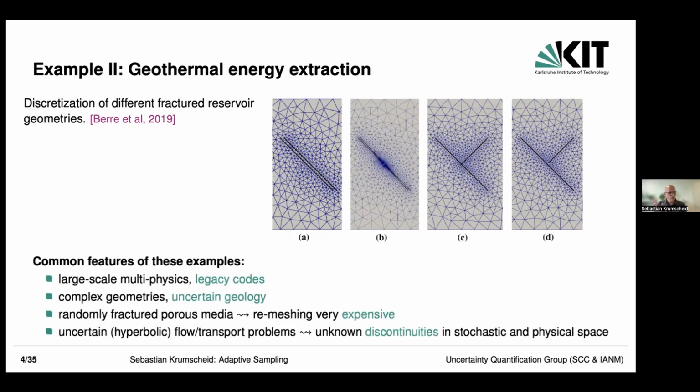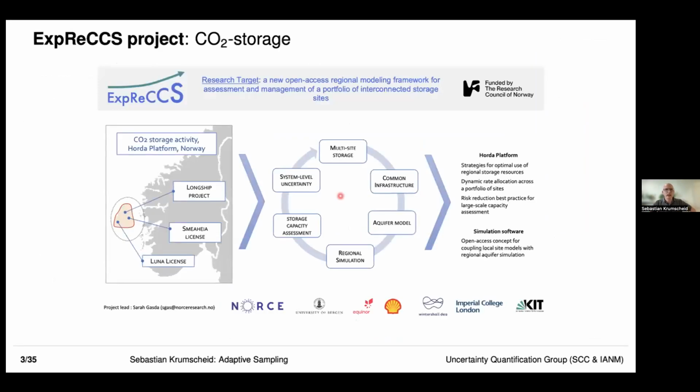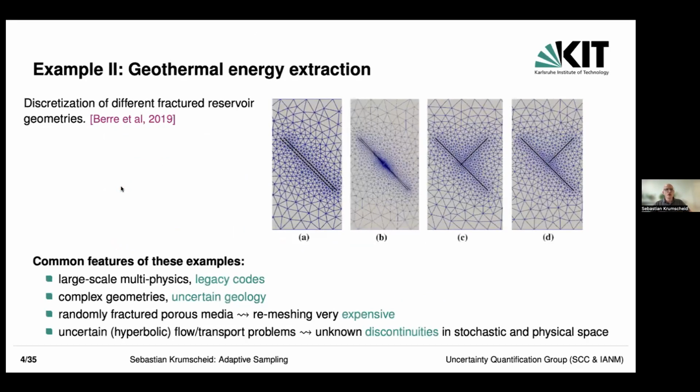So in essence, what we want to attack here is the problem under the following assumptions. We observe that these simulation codes, either for this geothermal energy extraction, or, if I go a slide back, for the subsurface CO2 storage problems, are huge legacy codes. So some kind of container orchestration is out of the window, because nobody really dares to touch these legacy codes anymore. They have very complex geometries, layered materials, fractured materials, which makes it extremely challenging. But on top of that, there's a bunch of uncertainties, right?